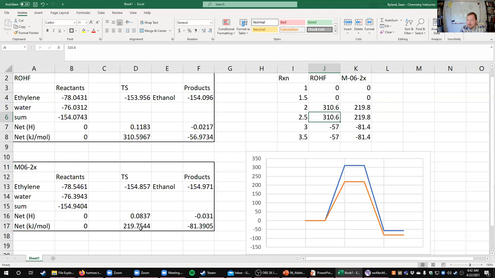And if we actually had the computational power to let the MO6 functional do the geometry optimization, we might get even better numbers, but you guys don't have the expertise or the computational power to do that. So this is just to illustrate that picking the right functional will give you numbers that reflect reality a little bit better.